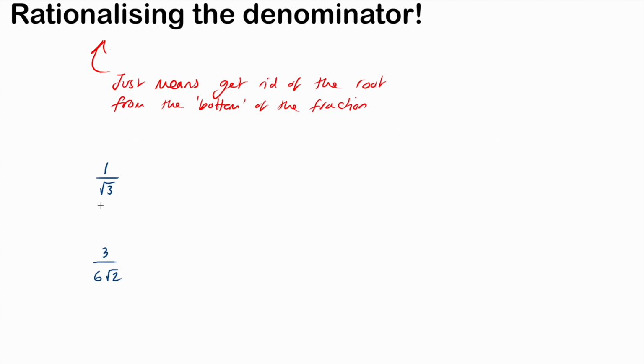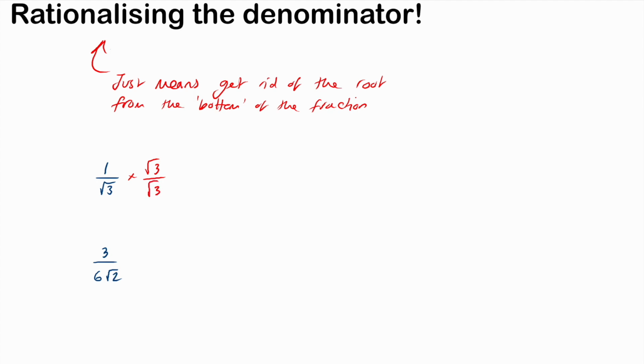So if we look at this first question here, we want to rationalise this expression. So we've got 1 over the square root of 3. What I'm trying to do is get the root 3 off the bottom so we don't have a root as a denominator. The way of doing this is just by multiplying the numerator and the denominator by the same root. So in this case, we've got root 3 as a numerator, root 3 as a denominator.